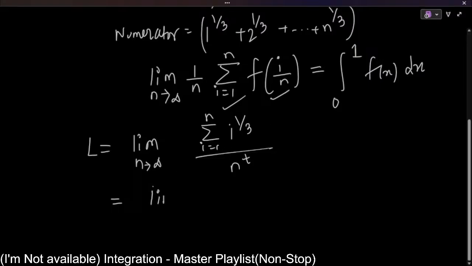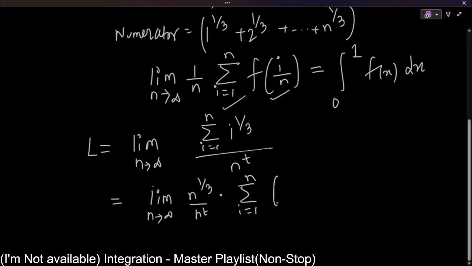So let's do that. Limit n tends to infinity. Let's take an n to the power 1 by 3 in the numerator. I also put the n to the power t here. And let's also put an n to the power 1 by 3 in the denominator.